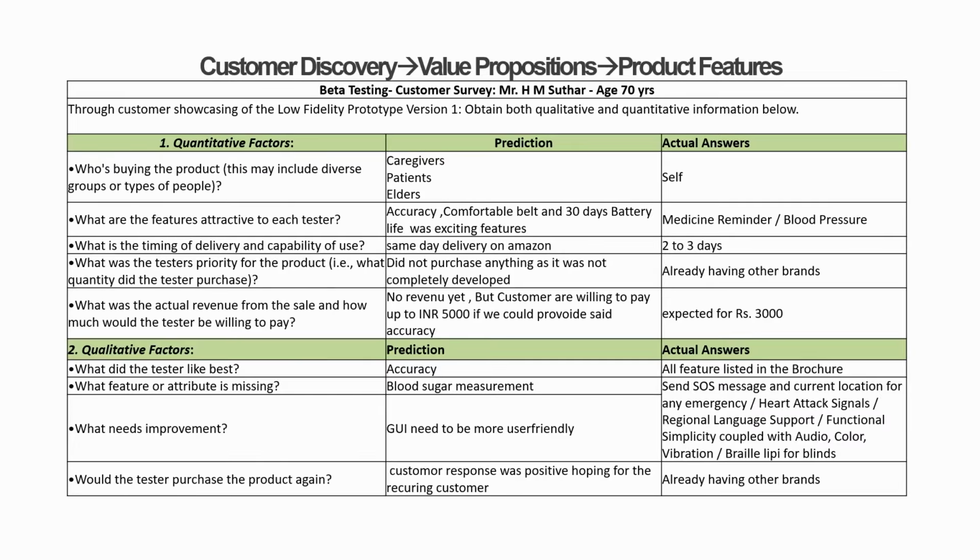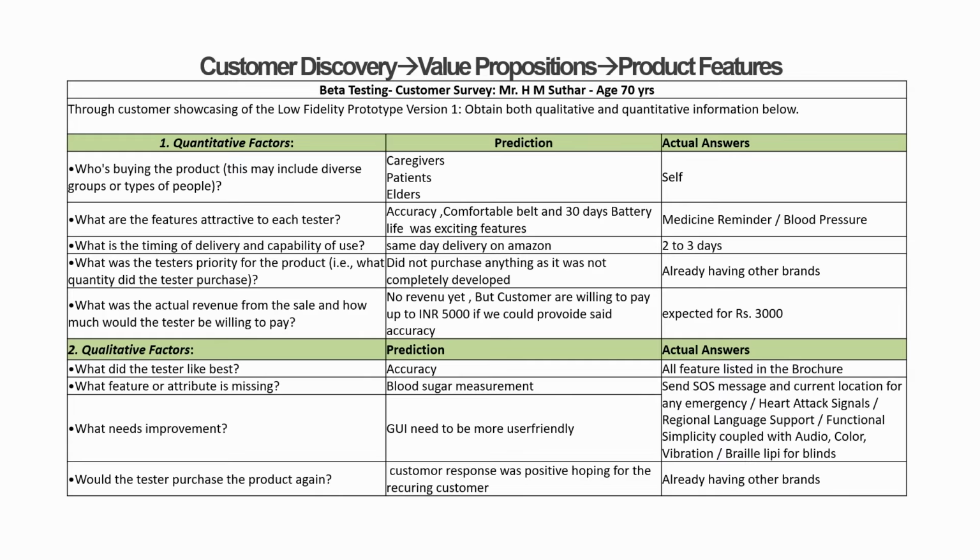So some of the qualitative factors we can also look at. Accuracy is one of the qualitative factors which they really liked. And all the features listed in the brochure for the product are something they were looking forward to. What feature or attribute is missing? They thought that blood sugar measurement was something which was missing, which they have to do right now in an invasive way.